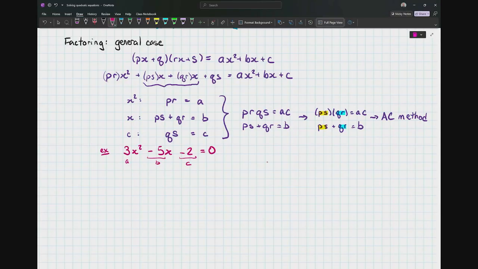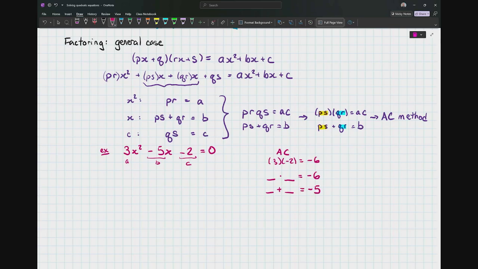All right, so we look at this AC method. A and C multiplied together. Well, that would be our 3 and our negative 2, and that gets us a negative 6. And we're going to be looking for two values that multiply to AC. Those same two values have to add to B.